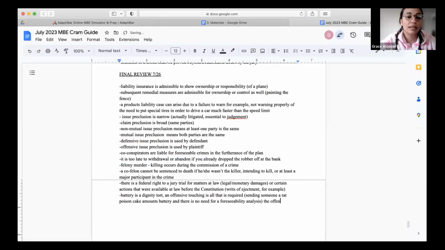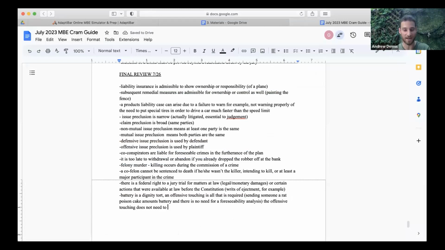That's also like the prank of a person taking away the chair when someone is about to sit. Yes, exactly. Or potentially pulling the fire alarm. There's a question where they're like, is it battery, is it not? Who knows? But yeah, if it's generally likely to happen. The offensive touch does not need to be personal, it can be sending the rat poison cake or pulling away the chair.